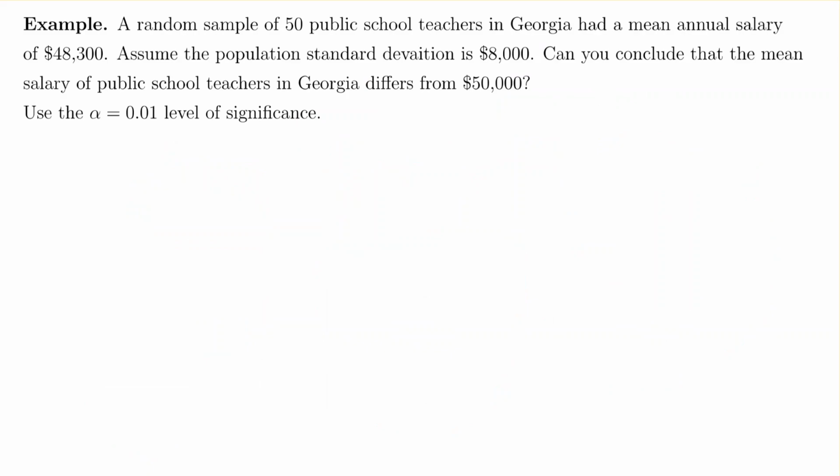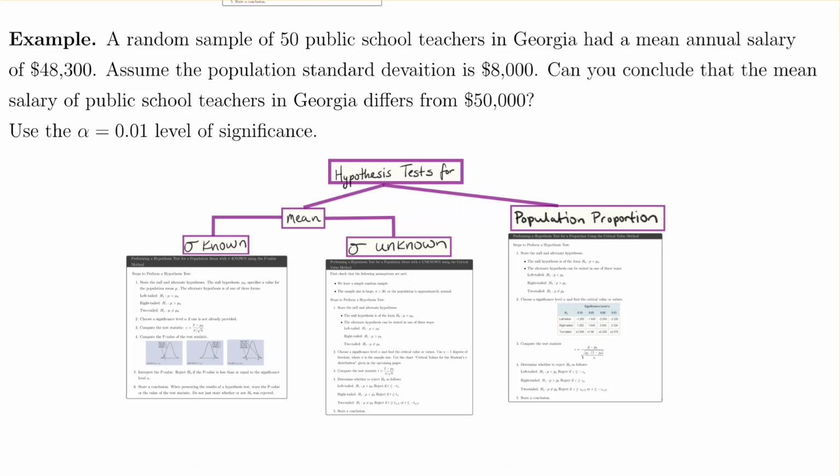So here we have that a random sample of 50 public school teachers in Georgia had a mean annual salary of $48,300. Assume that the population standard deviation is $8,000. Can you conclude that the mean salary of public school teachers in Georgia differs from $50,000? Use the alpha equals 0.0 level of significance. Take a minute and pause the video if needed. Based on the phrasing of the problem, which of these 3 hypothesis tests should we be looking at to complete this example?